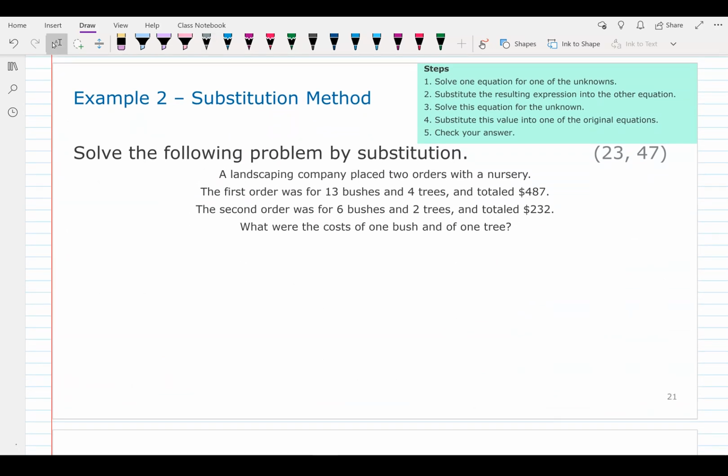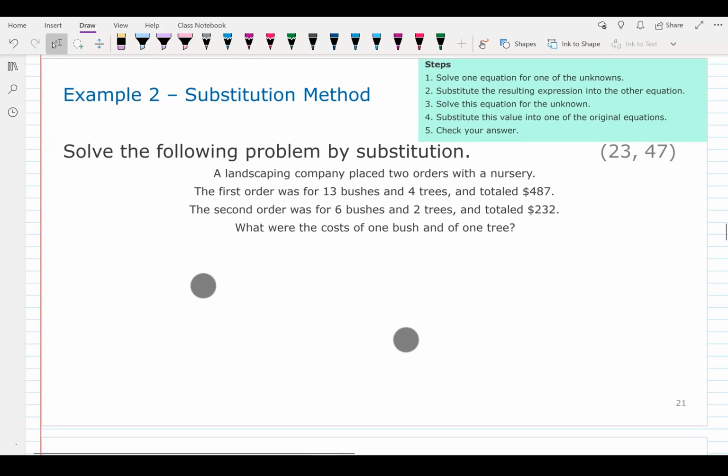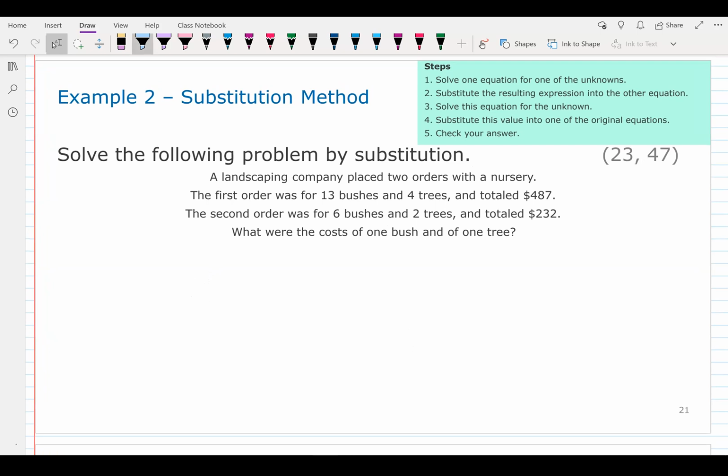Example 2, substitution method. Well, this is a little bit different this time because we have word problems, but nothing we can't handle. Let's zoom in a little bit here. It says, a landscaping company placed 2 orders with a nursery, so a nursery of trees. The first order was for 13 bushes and 4 trees, totaling 487. The second order was for 6 bushes and 2 trees, totaling 232. What were the costs of 1 bush and of 1 tree?